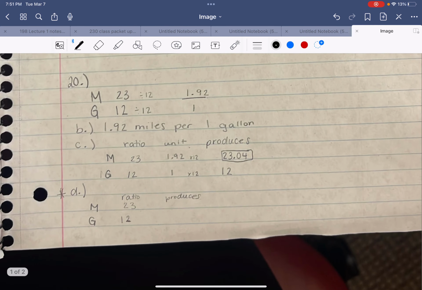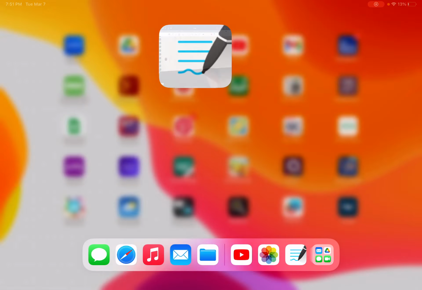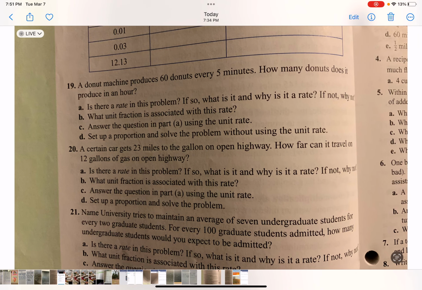Okay, same thing down here. So when I look at letter C, I'm slightly confused about what you're doing, because it looks to me like you're starting with 12 gallons, going to 1 gallon, and then multiplying to 12 to get back to 1 gallon, which doesn't make a whole lot of sense for me. So I'm not really sure what your plan here is. Now, if I open up the homework question, my version of it, which might not quite be the same as yours, says, what is the unit fraction associated with this rate? And then C, answer the question in part A using the unit rate. So I'm assuming they're asking you to answer the question, how far can it travel on 12?